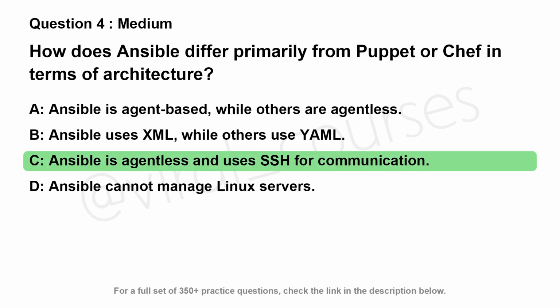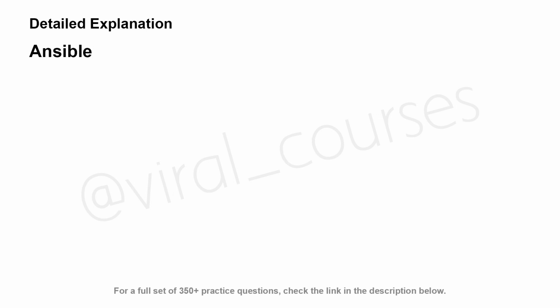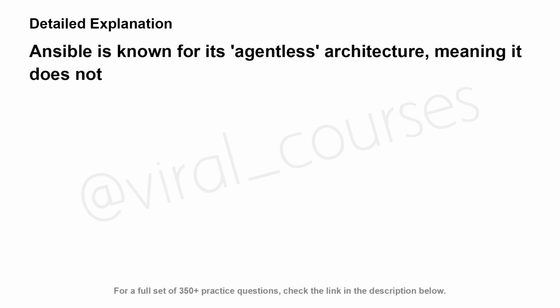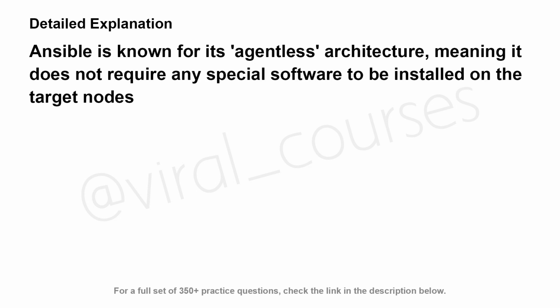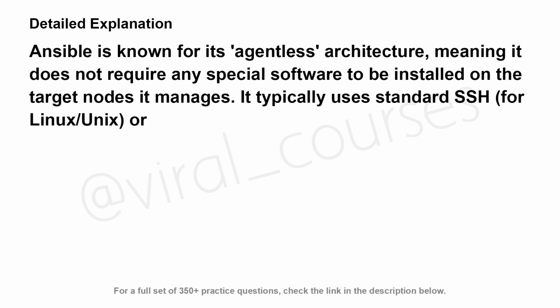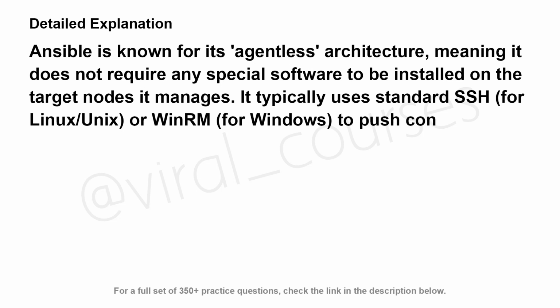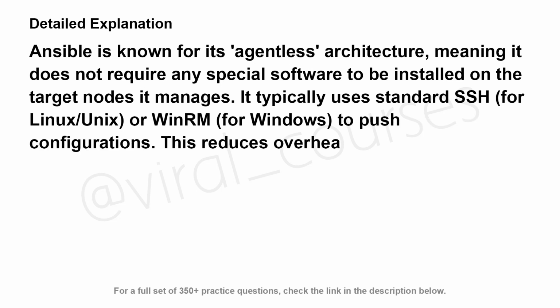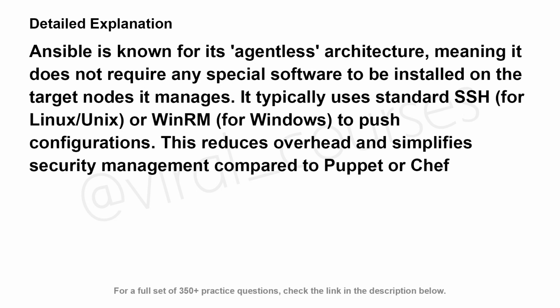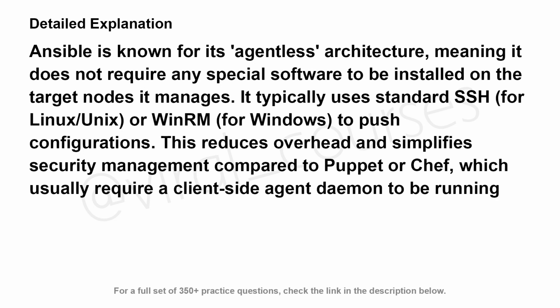The correct answer is C. Ansible is known for its agentless architecture, meaning it does not require any special software to be installed on the target nodes it manages. It typically uses standard SSH for Linux and Unix, or WinRM for Windows, to push configurations. This reduces overhead and simplifies security management compared to Puppet or Chef, which usually require a client-side agent daemon to be running on every managed server.